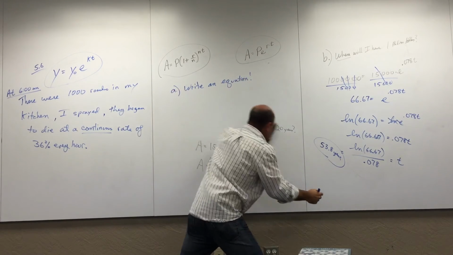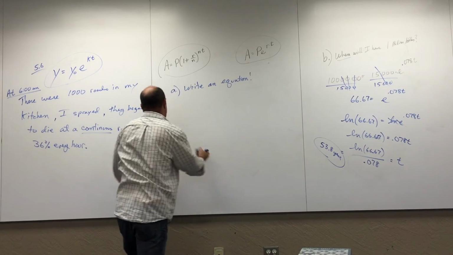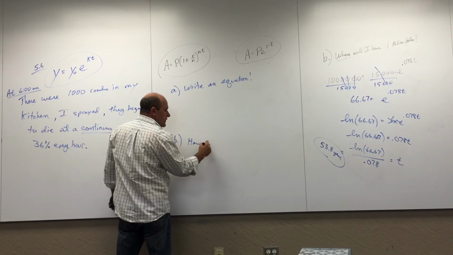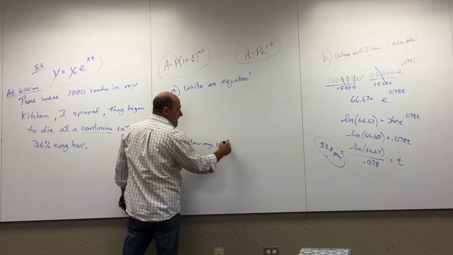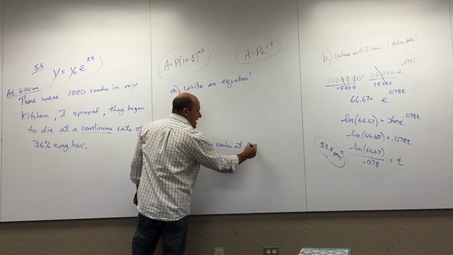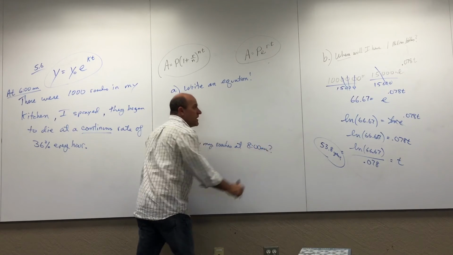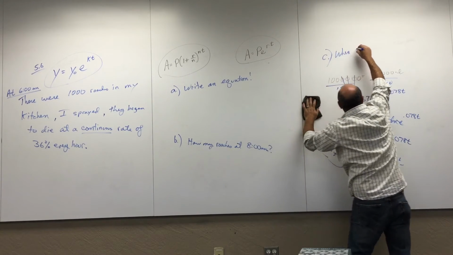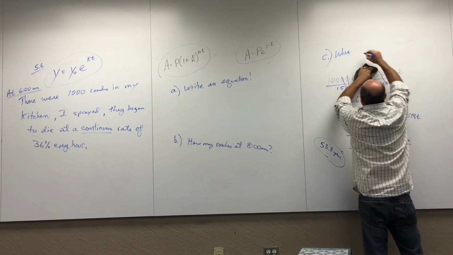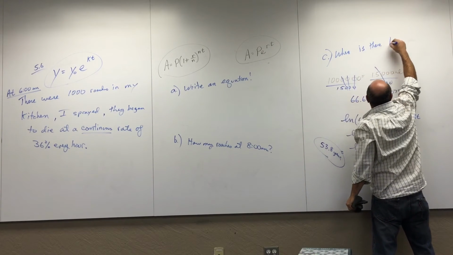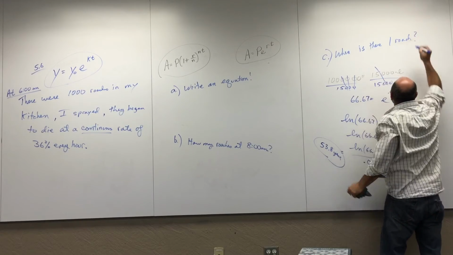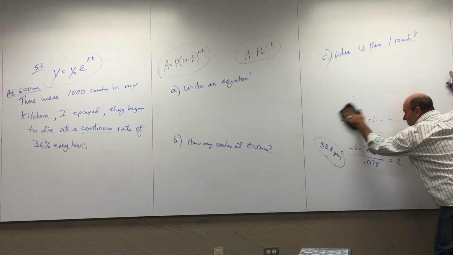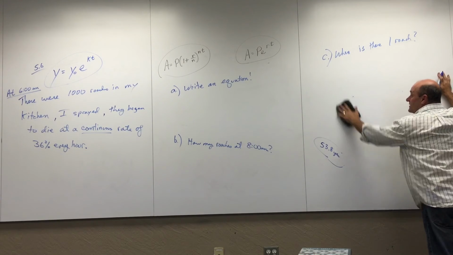That's all. And then part B might be, how many roaches at 8 a.m.? That's a good question. And then part C might be, watch this, when is there one roach? These are good questions. Three cool, good questions finally before the semester ends.